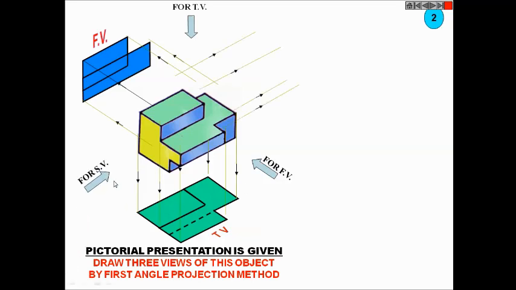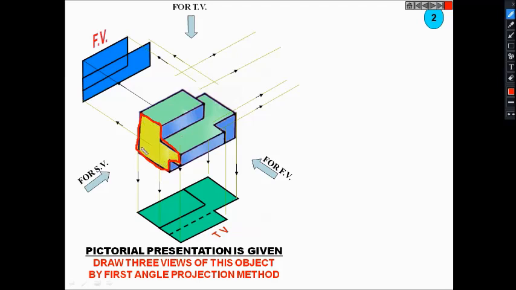Now for the side view, the observer is located at the left hand side of the object, as the side view direction is this one. So this yellow color portion is directly visible to the observer. The observer can directly see this yellow color portion, and there is no other surface or portion which the observer can see directly. So only one surface is present which is directly seen by the observer when the observer is located at the side view location.